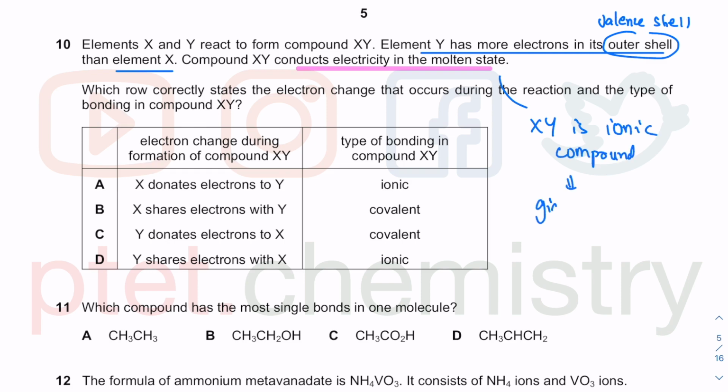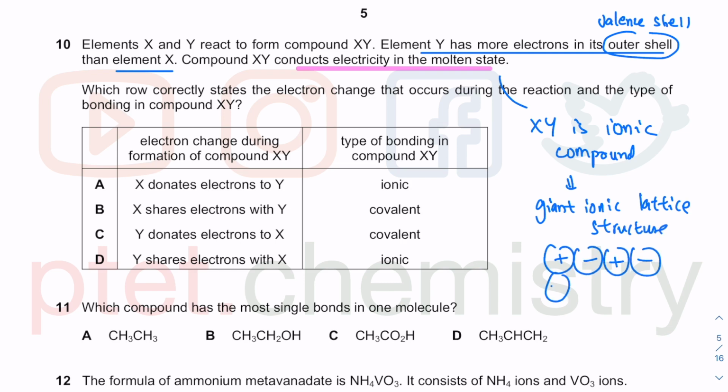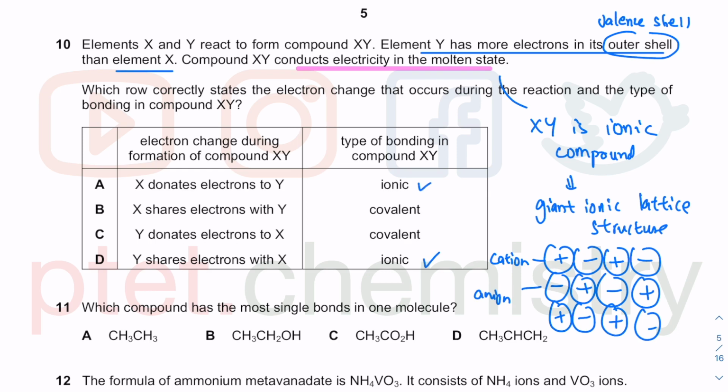You're going to have a giant ionic lattice structure where you have alternating cations and anions like this. And then we don't have any free electrons because the electrons have been transferred from the metal to the non-metal. So this is your cation, positive ion, and these are your anion, negative ion. Definitely we're looking at ionic bonding, not covalent.